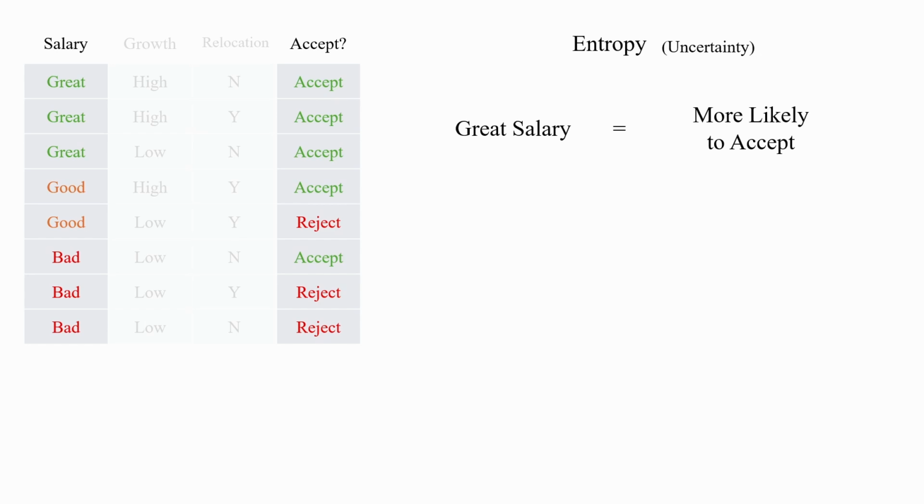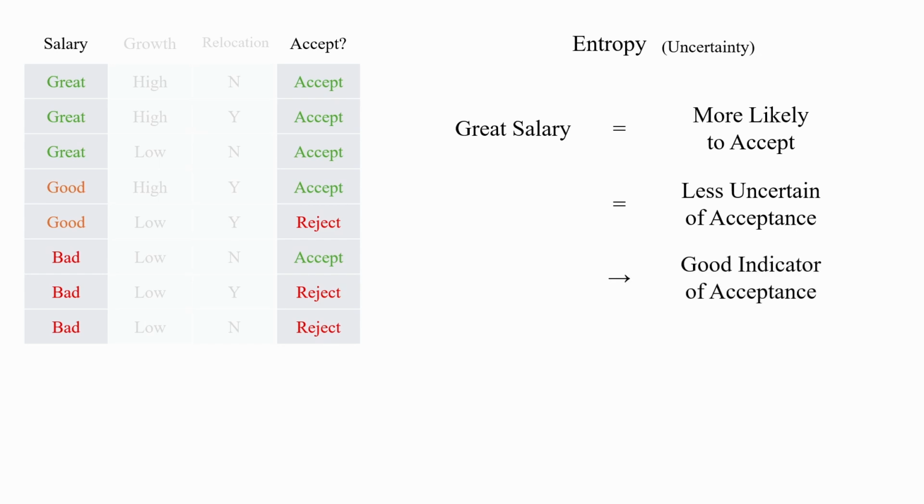Here we can say that if the job offer has a great salary, then we're less uncertain that the job is going to be accepted. Likewise, if the job offer has bad salary, we're less uncertain that the job is going to be rejected. So salary is a good indicator of acceptance, and therefore it has less uncertainty or less entropy.